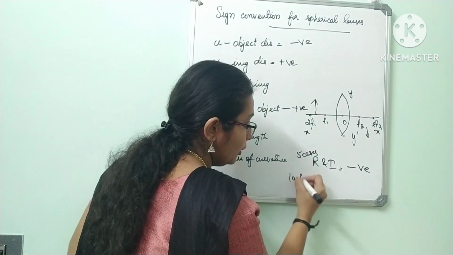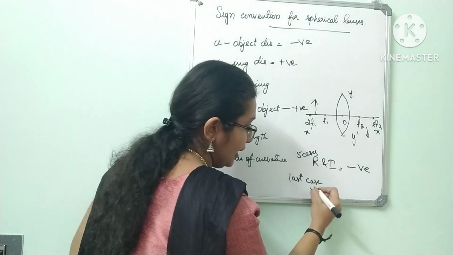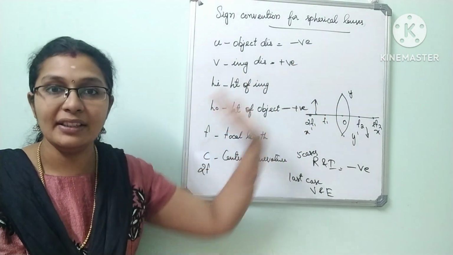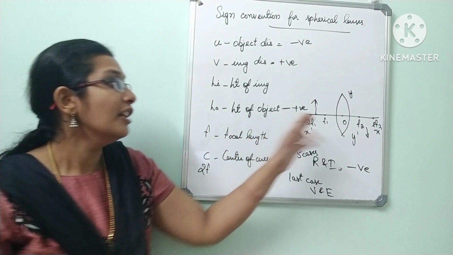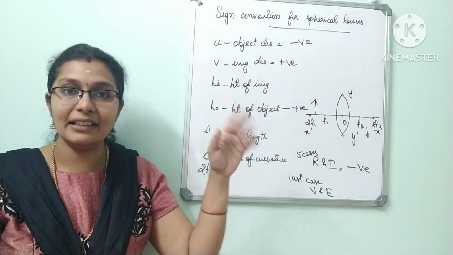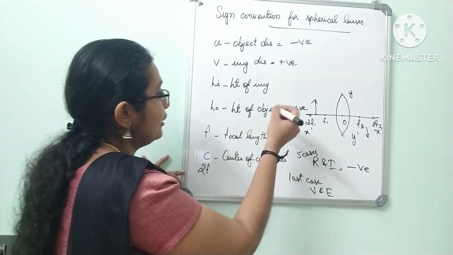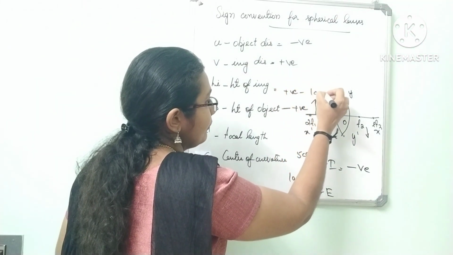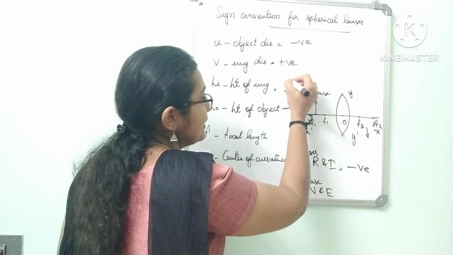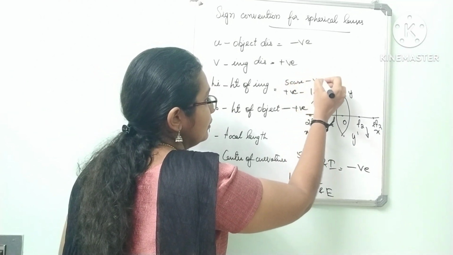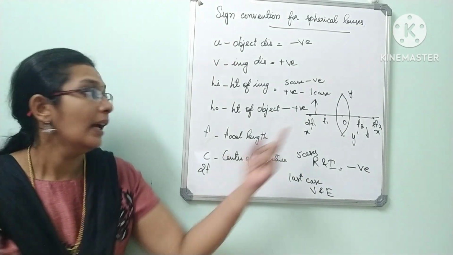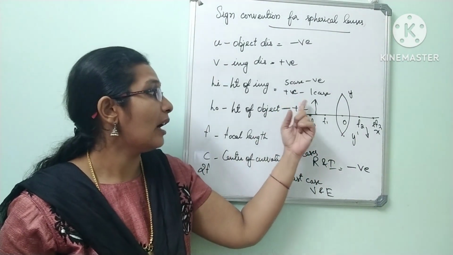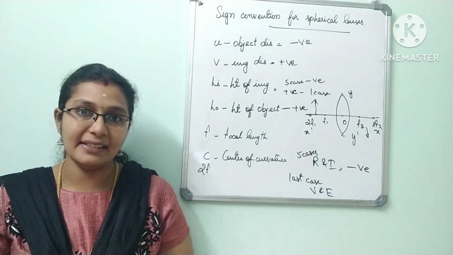Last case alone, there is a difference. Here you will get virtual and direct. Virtual and direct means it will be on the same side as that of the object, right? So in that case, you will have a direct image along the Y axis. So the height of the image will be positive only for one case. Remaining 5 cases, it will be negative. Clear? That between the point F1 and O alone, it will be positive. All the other 5 cases it will be negative.